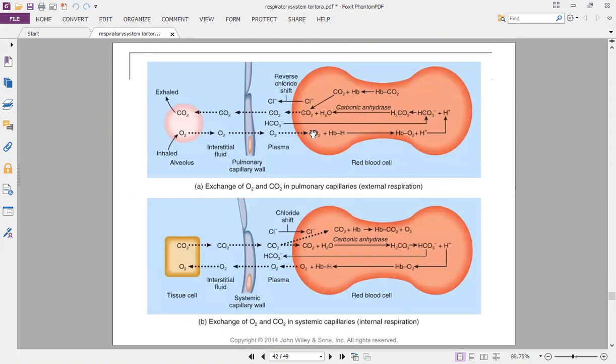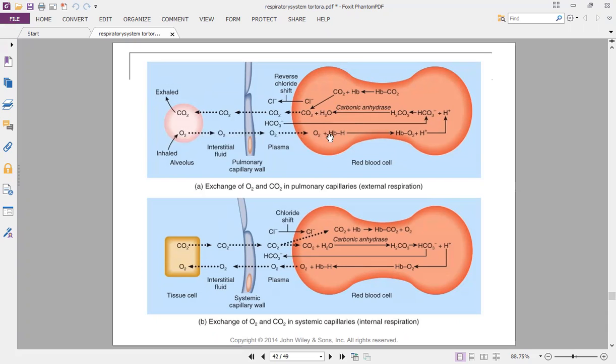This diagram here shows you the Bohr effect and the Haldane effect, how the blood picks up oxygen and how it delivers it to the cell and picks up carbon dioxide there. So what's happening at the exchange of oxygen at the pulmonary level at the capillaries here? You have a high level of oxygen in the inhaled air. It passes through the tissue fluid. It crosses the basement membrane of the capillary wall. It enters the red blood cell.